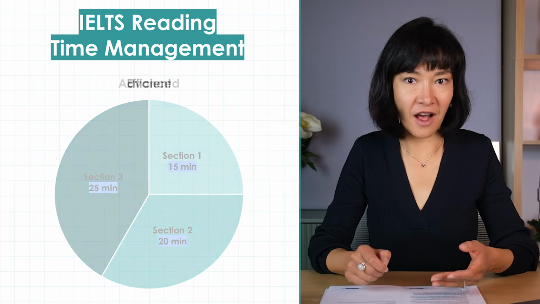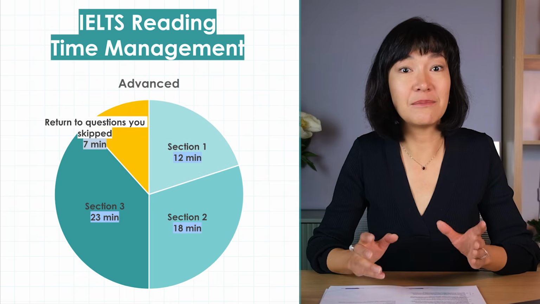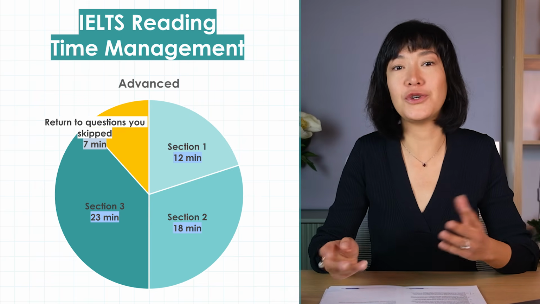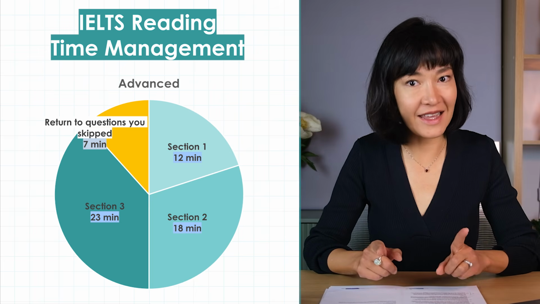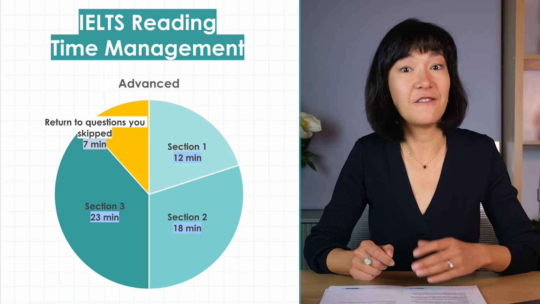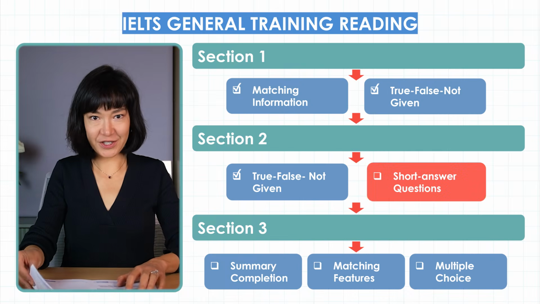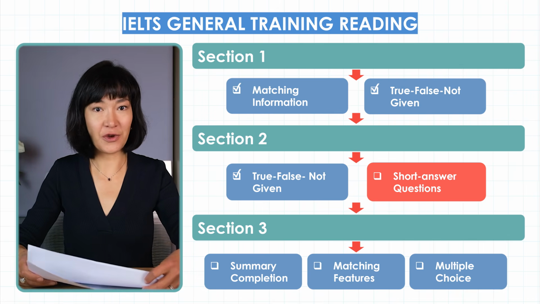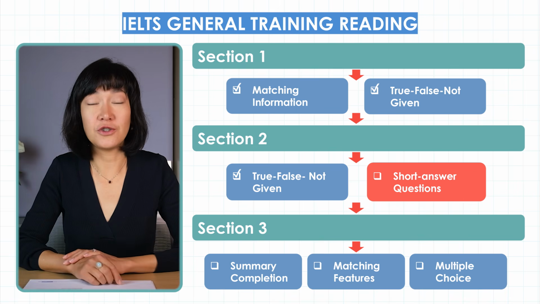If you're really advanced, go through the sections even faster to have some time at the end to check some of the answers or to go back to those questions you couldn't answer straight away. The key is to go through the test faster, but without making more mistakes. Now, on to the next set of questions, which is very common in general training tests, and I know my students have a few questions about them. So here's what you should know.